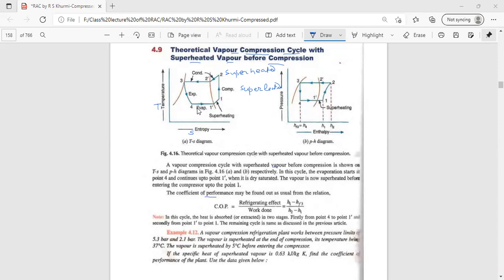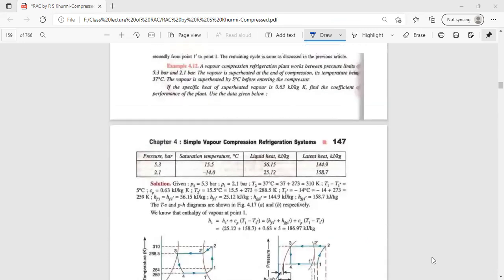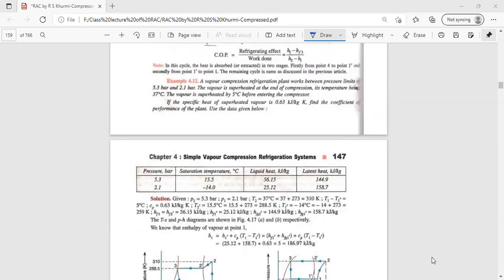Now let us go through one problem. A vapor compression refrigeration cycle plant is working between the pressure limits of 5.3 bar and 2.1 bar. That means the condenser is working at high pressure, 5.3 bar, and the evaporator at low pressure, 2.1 bar. The vapor is superheated at the end of compression, the temperature being 37 degrees centigrade. The vapor is superheated by 5 degrees before entering the compressor.